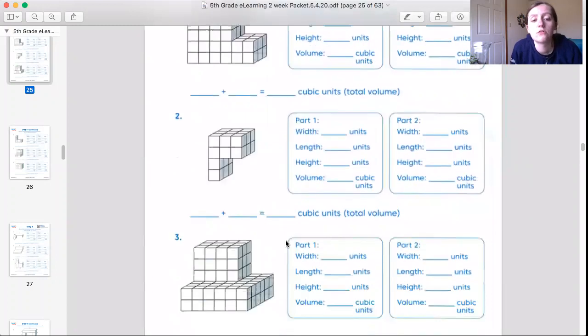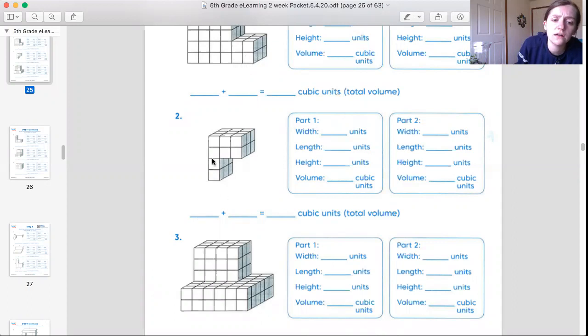Okay, so I'm going to look at number 2. And my first step to finding the volume of a shape like this is simply to divide it into two separate rectangular prisms, okay? Because there's no set formula to find the volume of an irregular shape like this, but there are formulas to find the volume of rectangular prisms, okay? So we're going to divide this into two separate shapes.